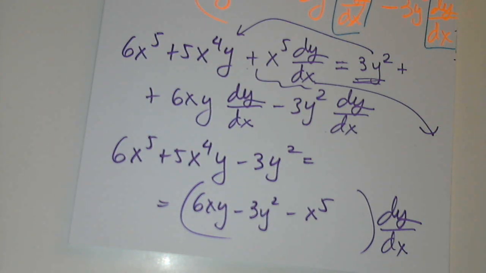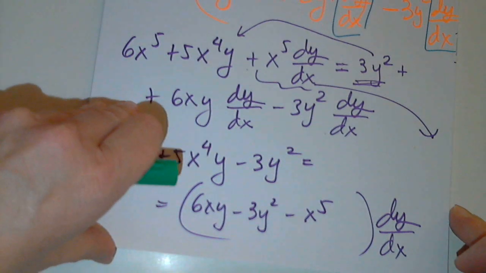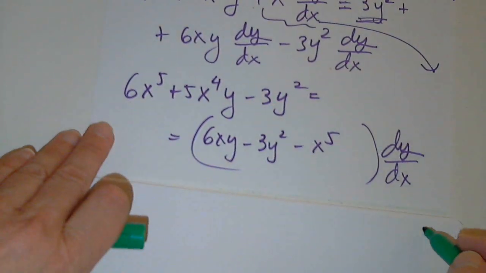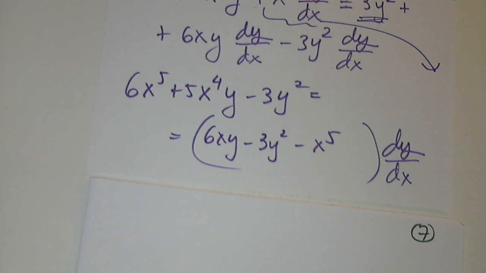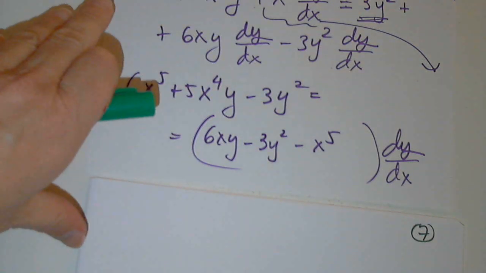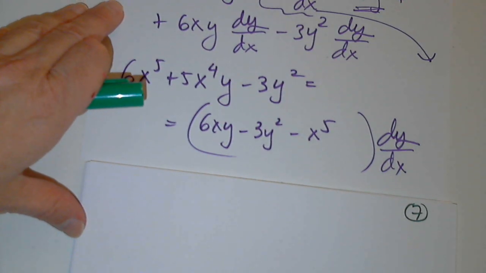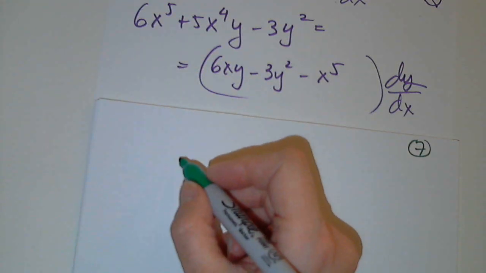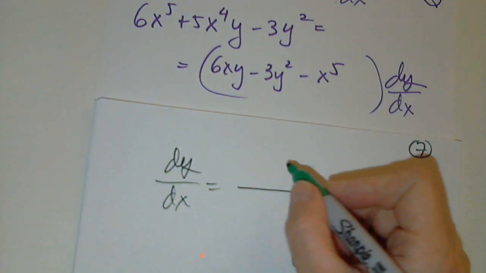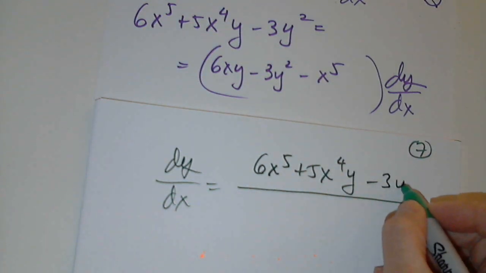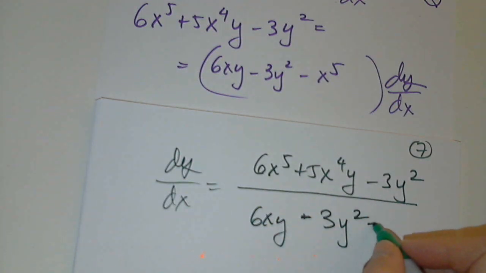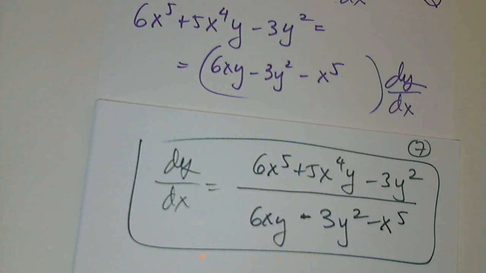and factor out. So I had copied 6xy and the negative 3y squared, and also the minus x to the fifth. So far, so good? Then finally we have the expression for dy over dx. They initially look complicated, like a lot of gibberish in there, but once you see what's happening, you cannot unsee. I wasn't thinking there was a plus sign in front of the x to the fifth on the left side. That's okay. So 6x to the fifth plus 5x to the fourth y minus 3y squared, over 6xy minus 3y squared minus x to the fifth. And that is absolutely final.